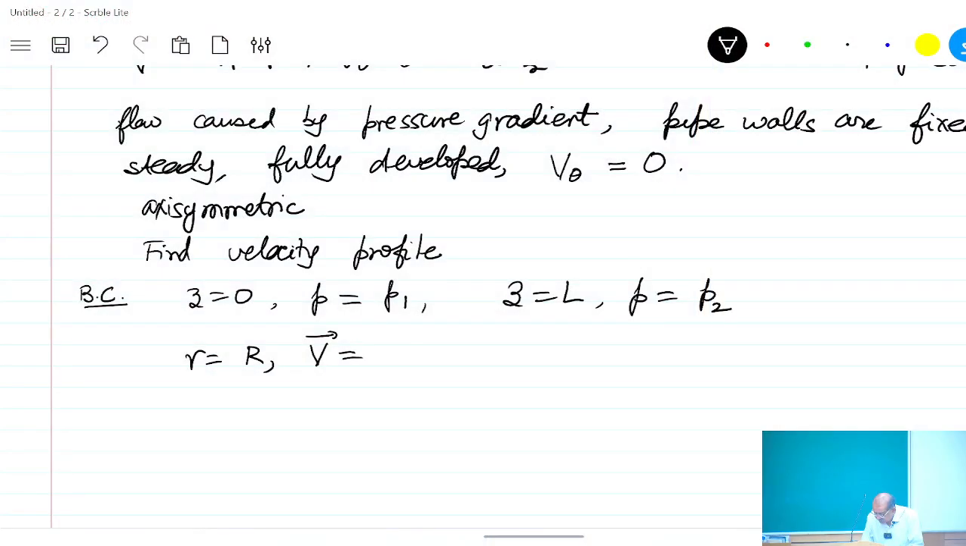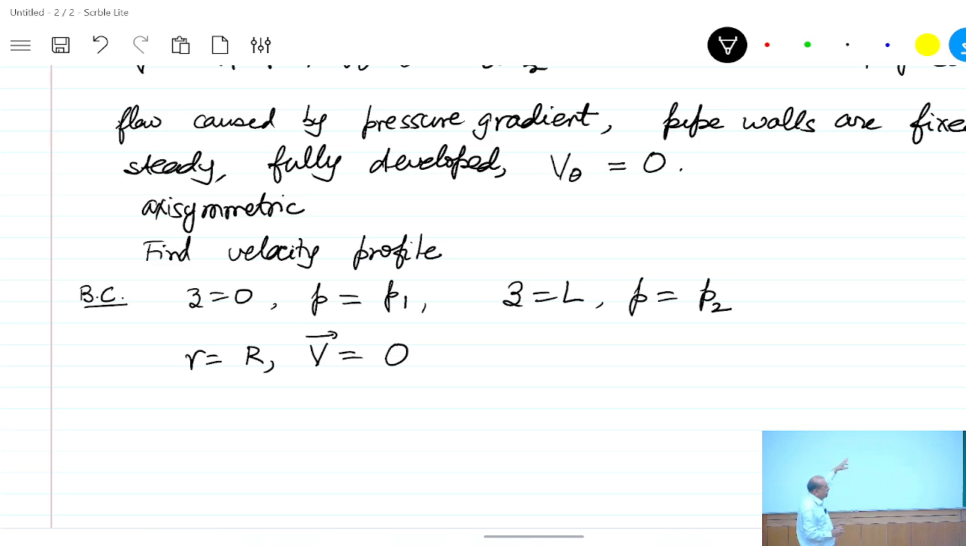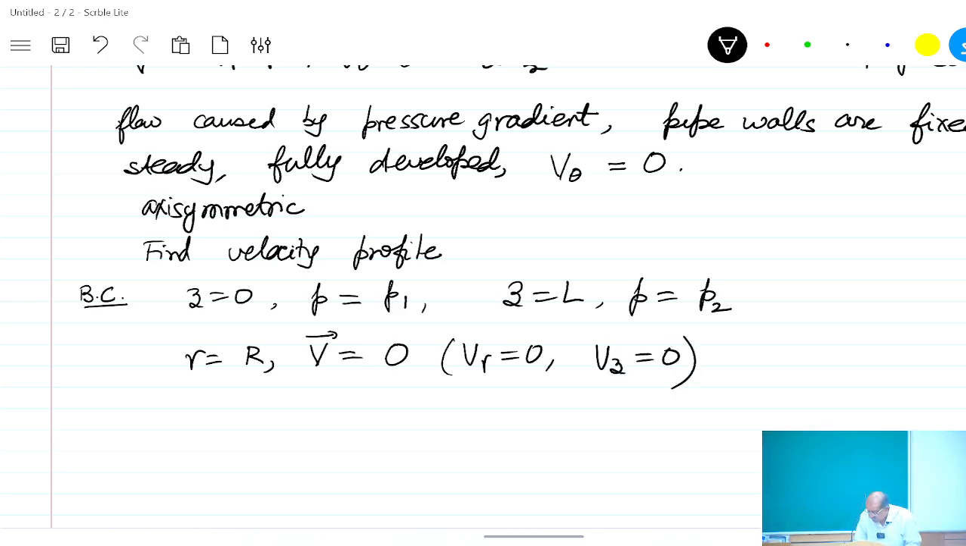So we have at r is equal to capital R, velocity is 0. Now if the pipe was being pulled axially, then at r is equal to R, Vz would have been equal to the pipe velocity. So there could have been different boundary conditions, but you look at the problem and try to get the boundary condition. Is this clear? Which means that at r is equal to R, Vr is 0 and Vz is 0.